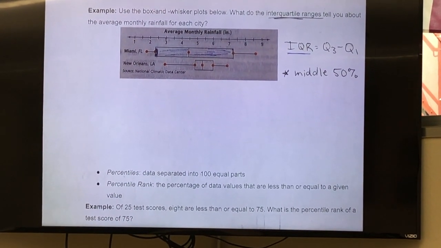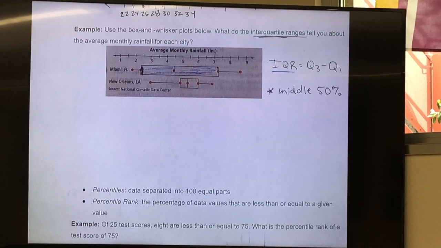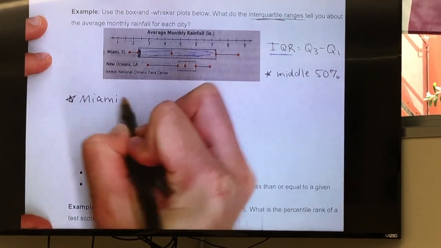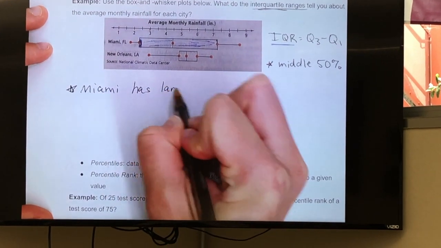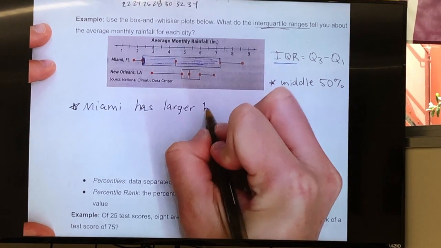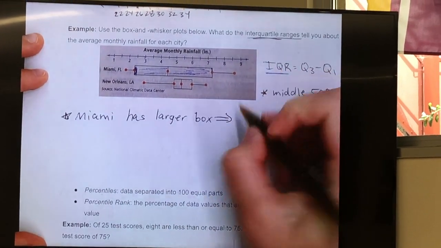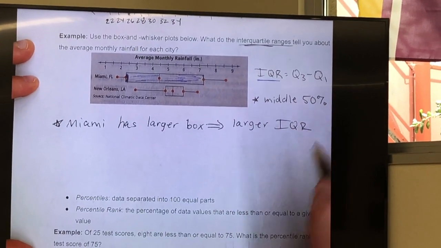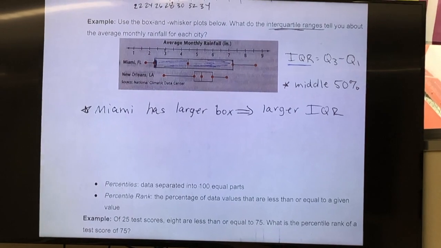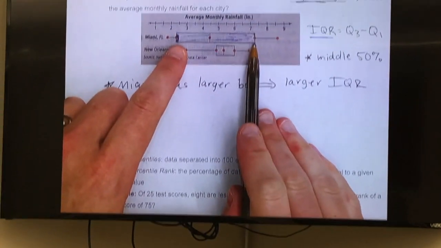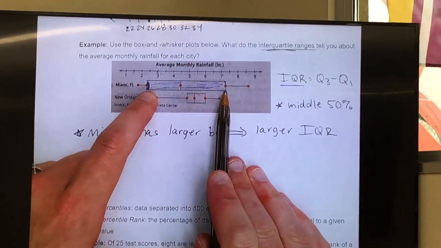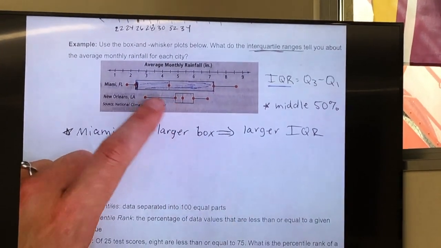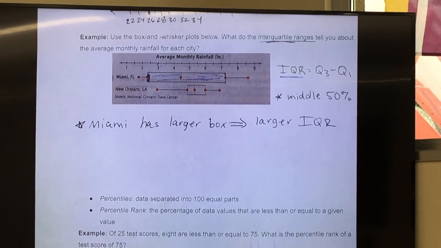So as we can see here, Miami has a much longer box than New Orleans. I'm just going to write that so you have it down. Has a larger box, so then it has a larger interquartile range, whereas New Orleans quartile range is much smaller. So this tells me the range of Miami's rainfall can be very extreme, from really small up to really high, whereas New Orleans is a little bit more consistent. They all stay around that area.